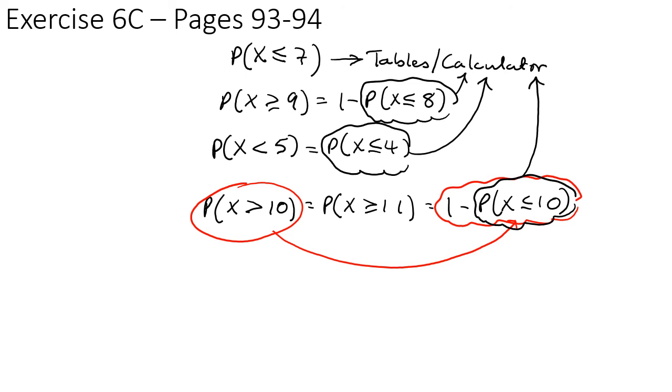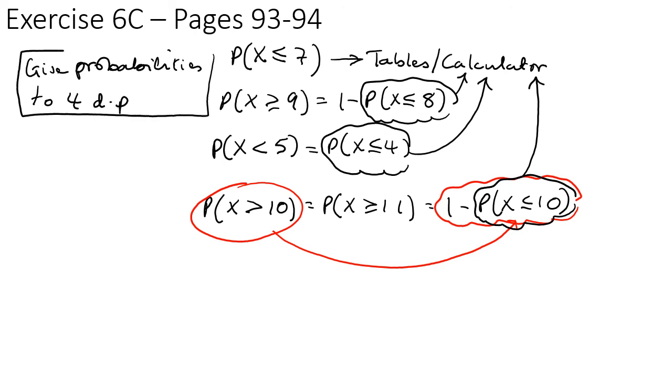And when you give your answers, give probabilities to 4 decimal places. The reason we do that is because the tables are to 4 decimal places, and historically probability tables have been given to 4 decimal places.